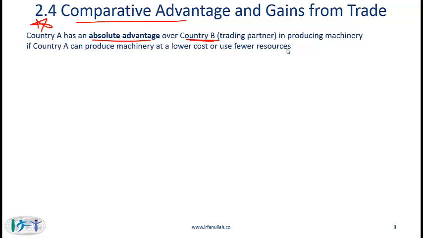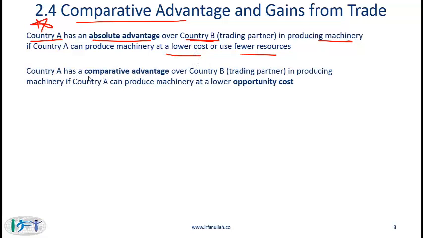This example illustrates a few points. When we talk about absolute advantage, we are comparing two countries in the context of a particular good or service. And this definition is fairly straightforward. If A can produce machinery more efficiently, i.e. at a lower cost or with fewer resources, then we say that A has an absolute advantage.